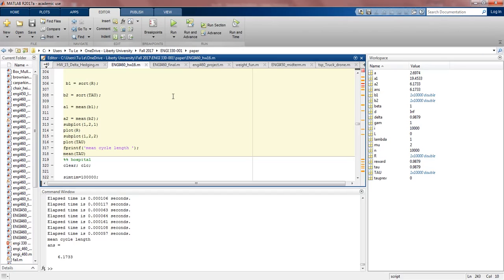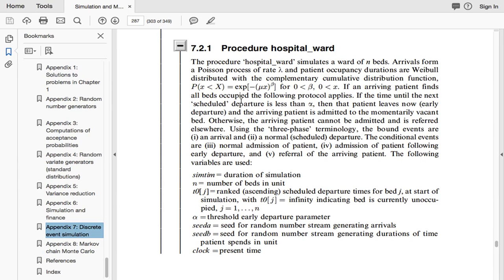As we talked about before in the three-phase terminology, in this case we'll be looking at two specific bound events, which are the arrival of a customer into the system and a normal scheduled departure time. We also have some conditional events that we'll be looking at, which are the normal admission of a patient and the admission of a patient following an early departure, which basically is someone fitting into the schedule when a departure is done earlier than scheduled, and the referral of the arriving patient.